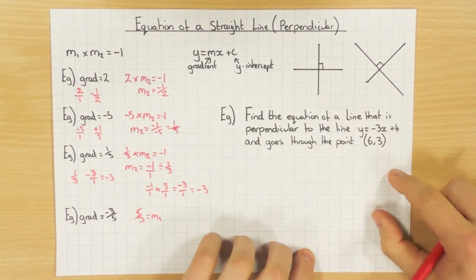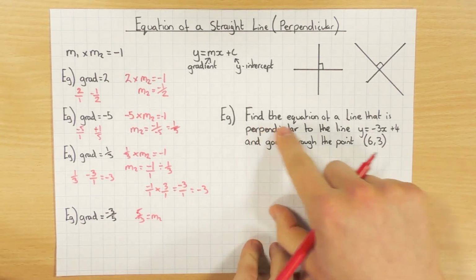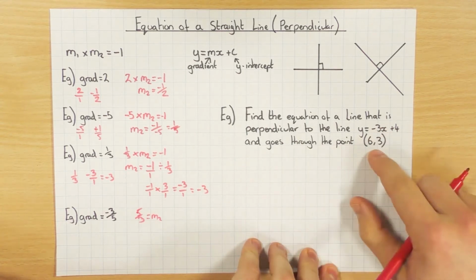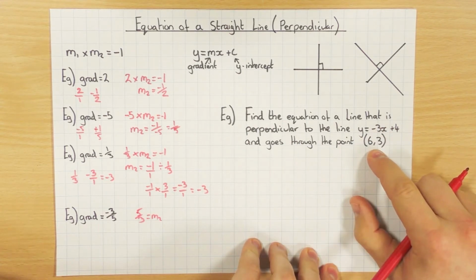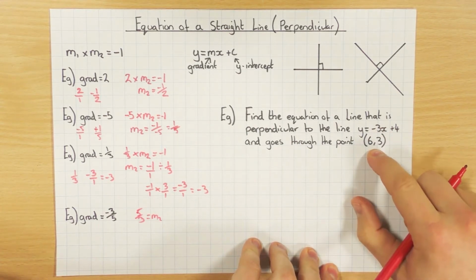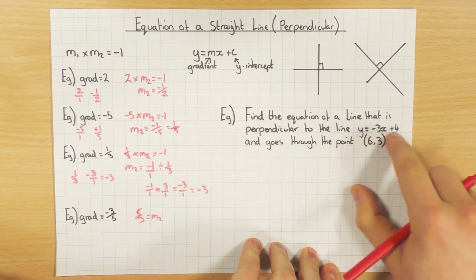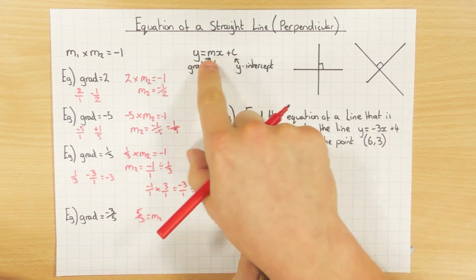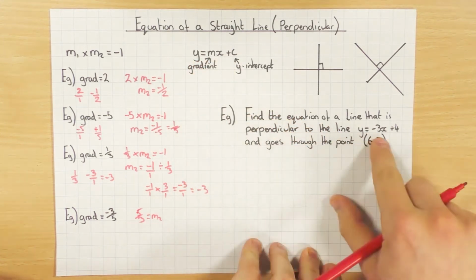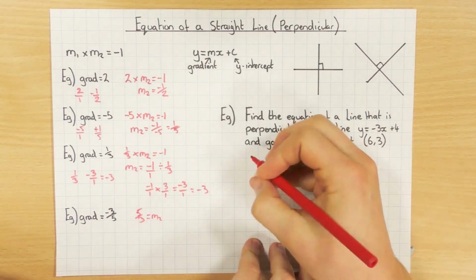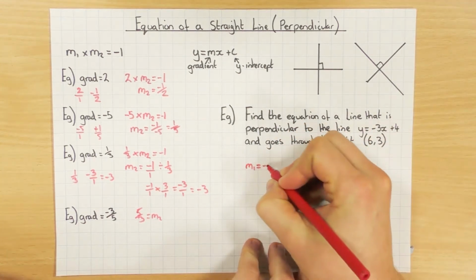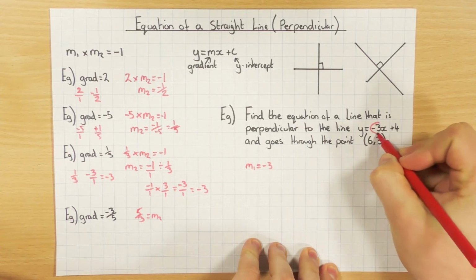Okay, so let's get stuck into some examples. I want to find the equation of a line that is perpendicular to this line and goes through this coordinate here, or this point 6, 3. So the first thing to do is find the gradient of this line. Using our general equation here, m is the gradient, so in this case -3 is the gradient. So the gradient of the first line is -3, because it's what's in front of the x there.